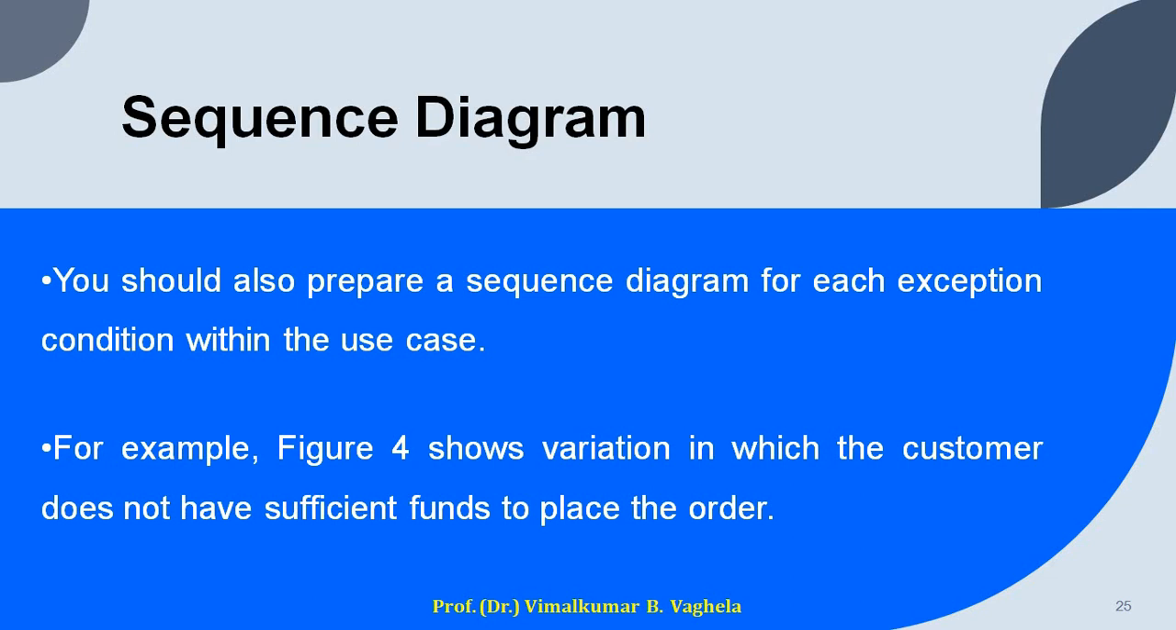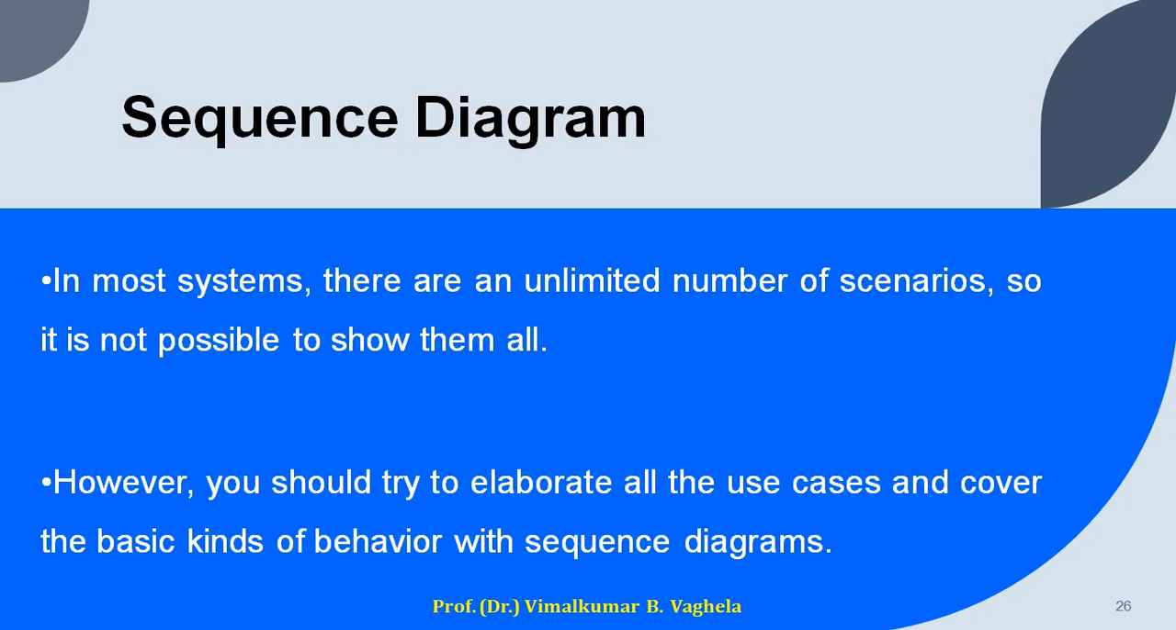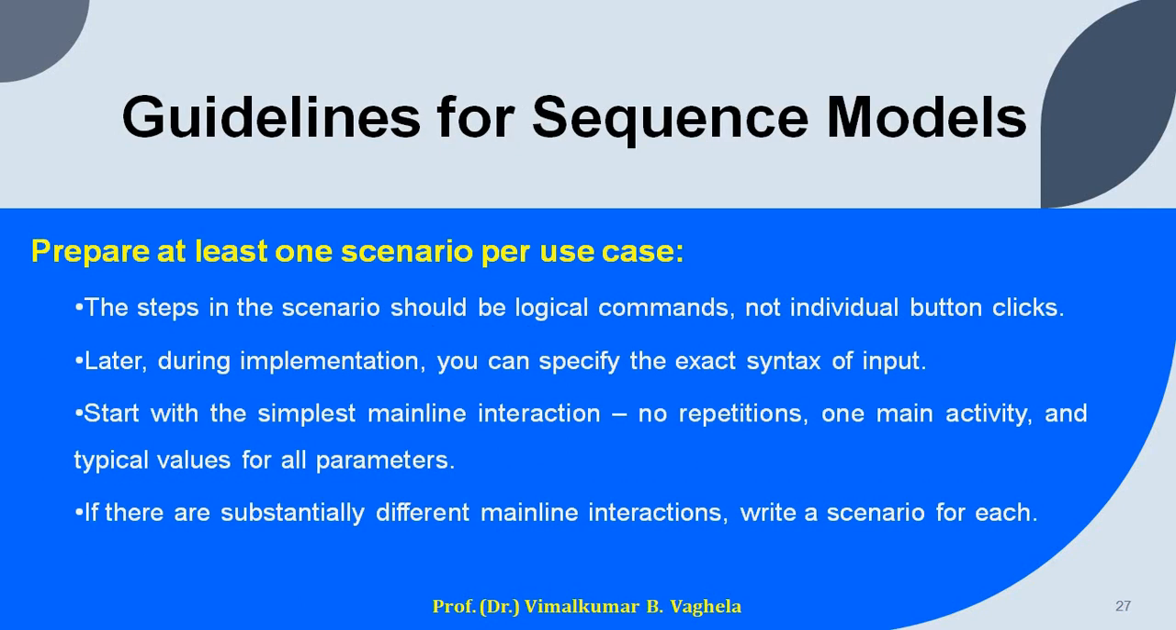So you should also prepare a sequence diagram for each exception condition within the use case that is already depicted. In most systems there is an unlimited number of scenarios, so it is not possible to show them all. However, you should try to elaborate all the use cases and cover the basic kinds of behavior with the sequence diagram. So these are my simple guidelines for the sequence model.